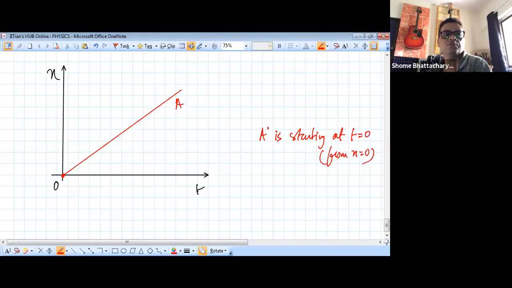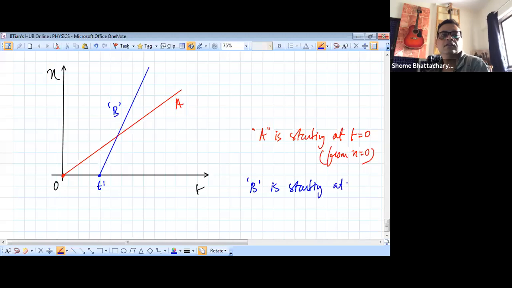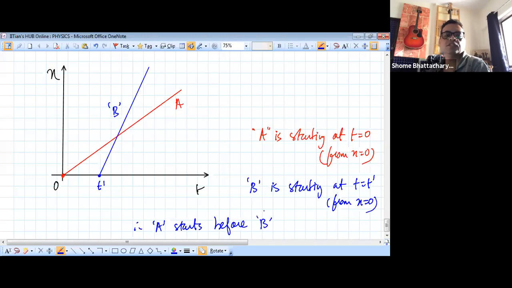But what was said about B? Look at what was given in the question about B. This sort of a graph was given for B. So as far as B's motion is concerned, it's not starting at 0. It's starting at some time t prime, but from x equal to 0, obviously from the spool only. So which one is starting earlier? You can see, A starts before B, no? Not the other way around. And what was given in option B? That B starts before A. So that's why that option became wrong.